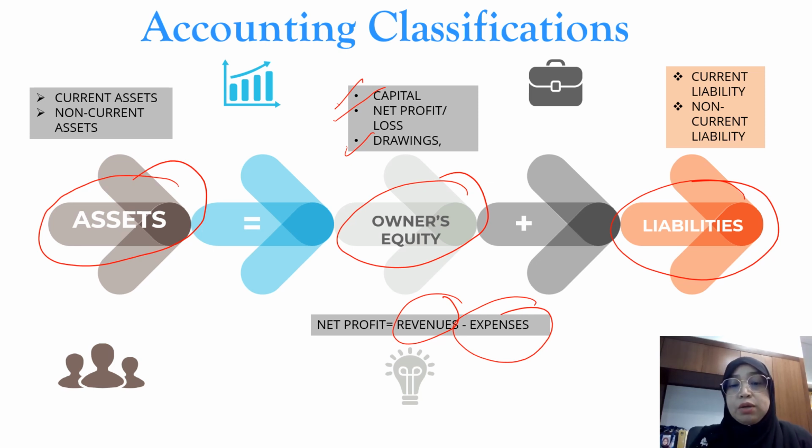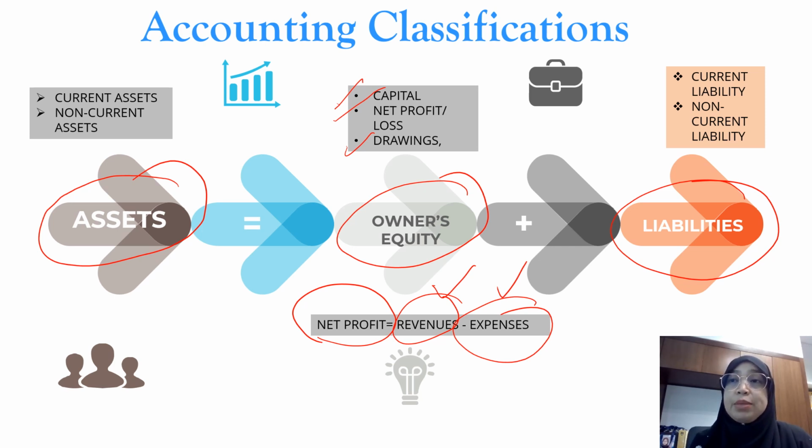Okay, now net profit is equivalent to revenue minus expenses. So when your net profit increases, definitely owner's equity also will increase. But if there is net loss, that means your owner's equity will decrease. So what is revenue and expenses?